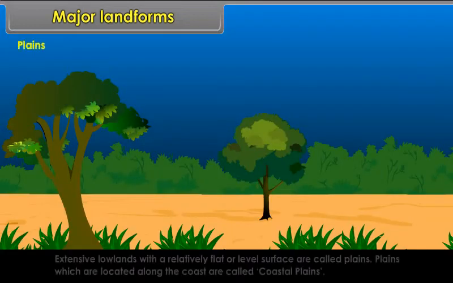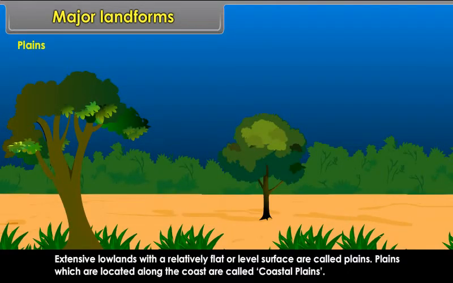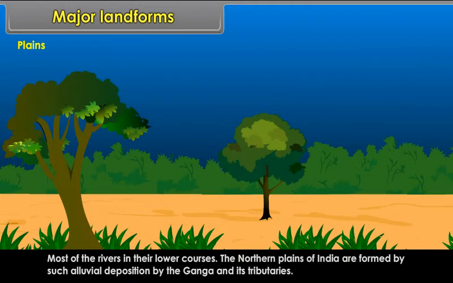Plains. Extensive lowlands with a relatively flat or level surface are called plains. Plains which are located along the coast are called coastal plains. Most of the rivers deposit alluvium in their lower courses. The northern plains of India are formed by such alluvial deposition by the Ganga and its tributaries.